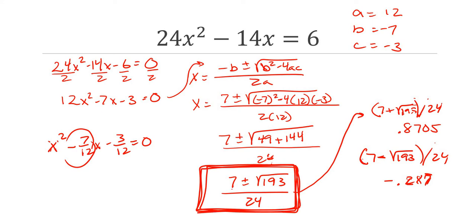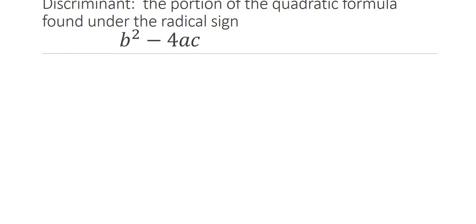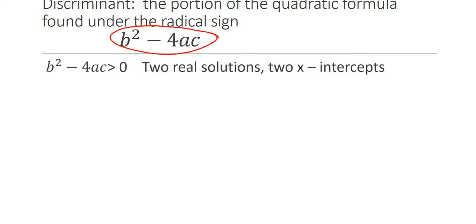If you have a calculator, you can go ahead and get decimal answers, but without a calculator, this would be the best form to leave your answer in. Okay, there's one other thing that we're going to look at with our quadratic formula, and that's something called the discriminant. The discriminant is the portion of the quadratic formula found under the radical sign. In other words, b squared minus 4ac. And that group of numbers can give us some information about the quadratic.